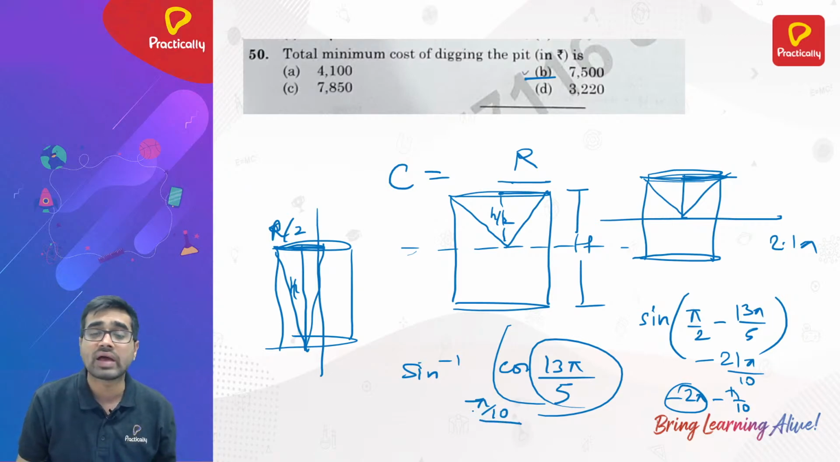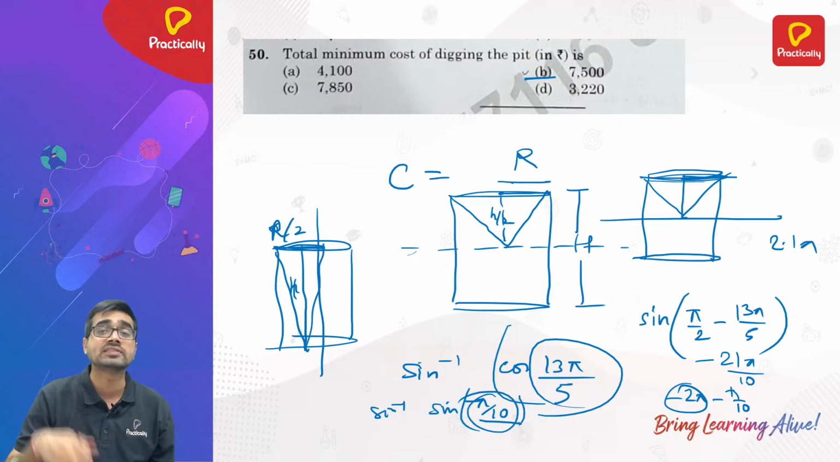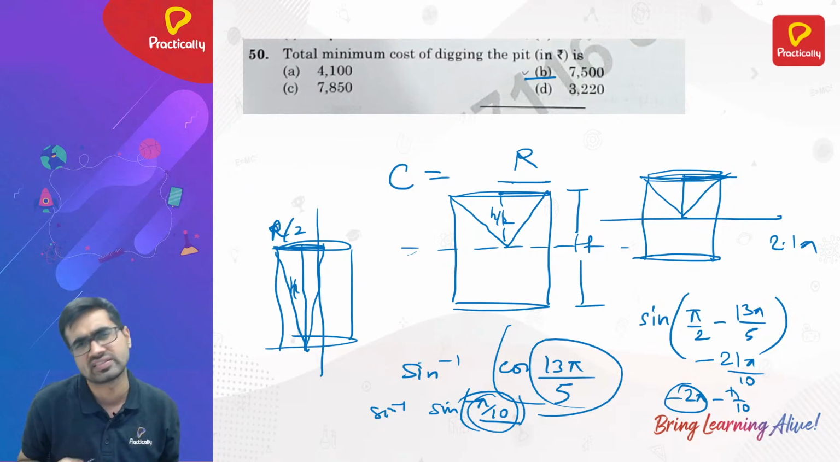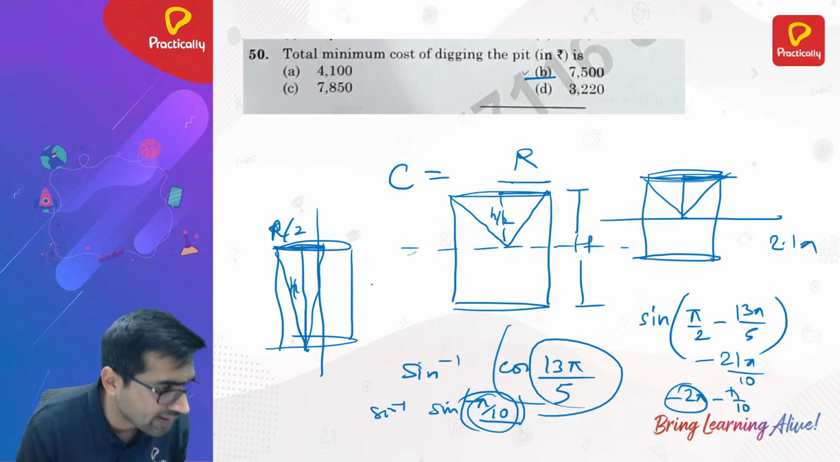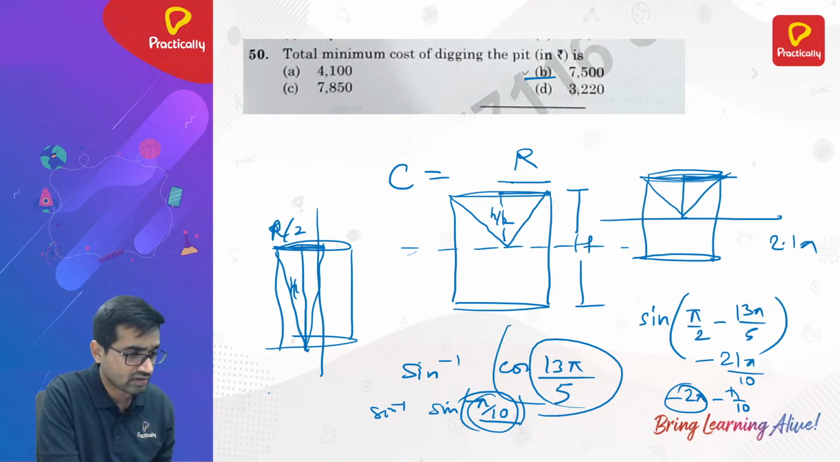Okay. Sine inverse of sine of minus pi by 10 is coming. Is minus pi by 10 inside minus pi by 2 and pi by 2? Yes, it is between minus 90 and 90. So the answer is minus pi by 10. Your option B will be matching. Okay, Arvind, I hope you have got it.